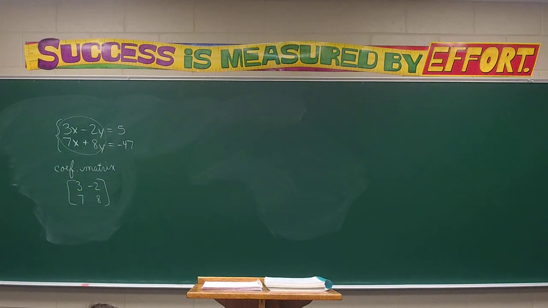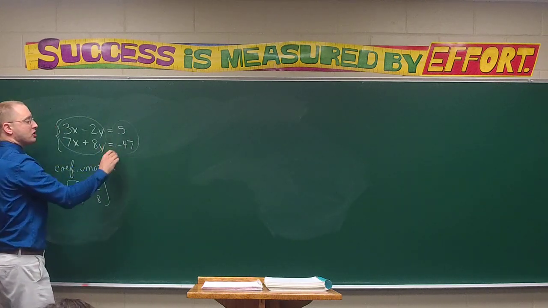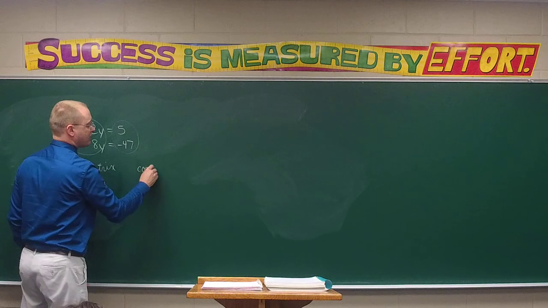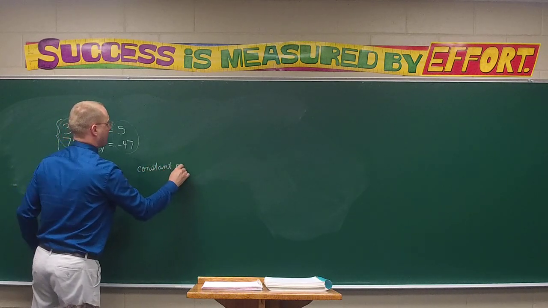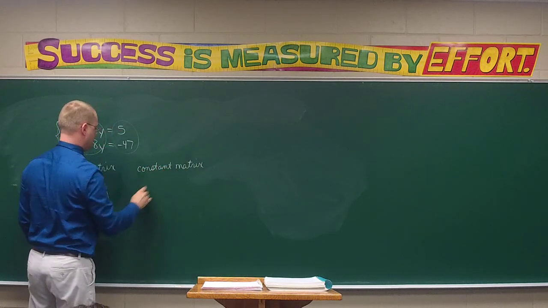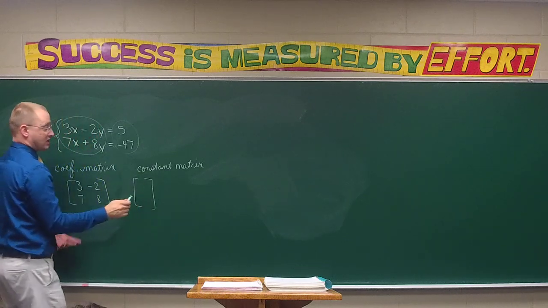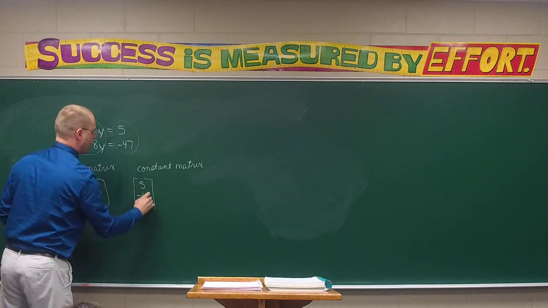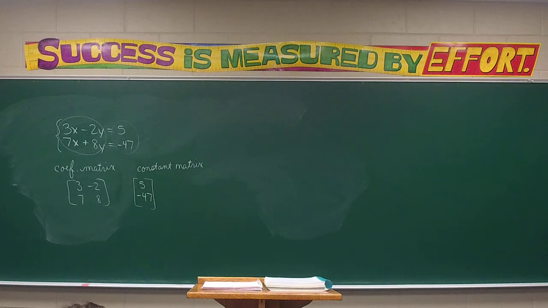Again, a matrix is simply an arrangement of numbers. These numbers are neatly lined up already by like terms. I could just keep the coefficients and forget about those x's and y's. I'm too lazy to write them. Similarly, I could do the same thing with these two constants. I could make what's called a constant matrix, which in this case is going to be, in almost every case, a column matrix, 5, negative 47. And so I can take systems of equations and rewrite them using matrices, a coefficient matrix and a constant matrix.